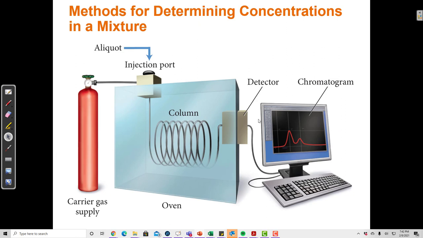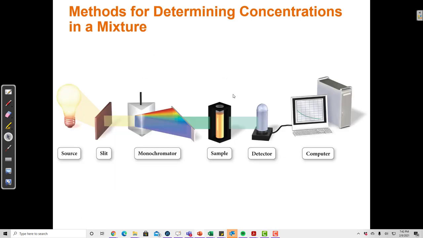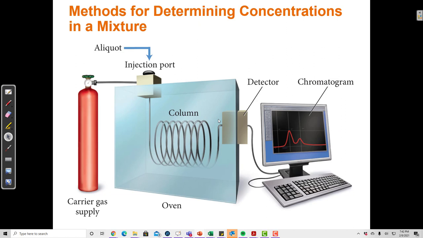Another way is through what we call a gas chromatograph. And that's where we can inject a sample of our reaction. So this is not for continuous monitoring. In the other example here, we can just put a reaction in, and the reaction can be occurring in real time while I'm scanning it. So I can scan it and watch the concentration change over time.